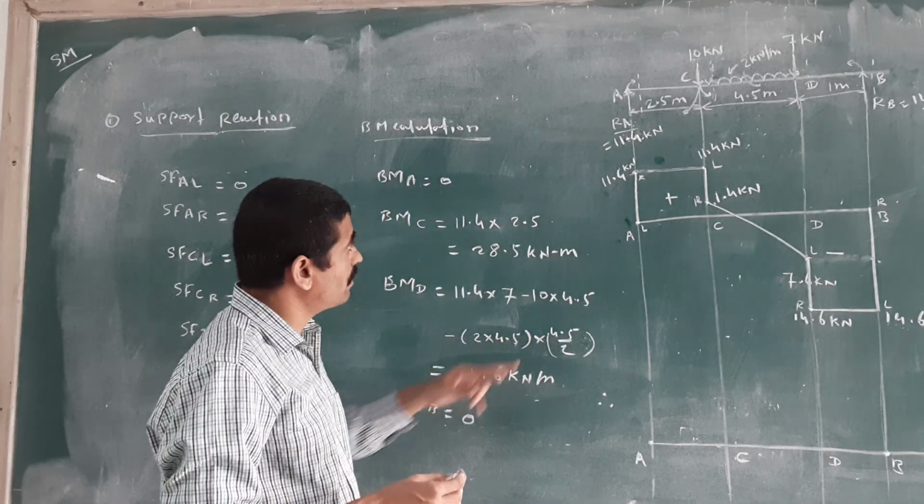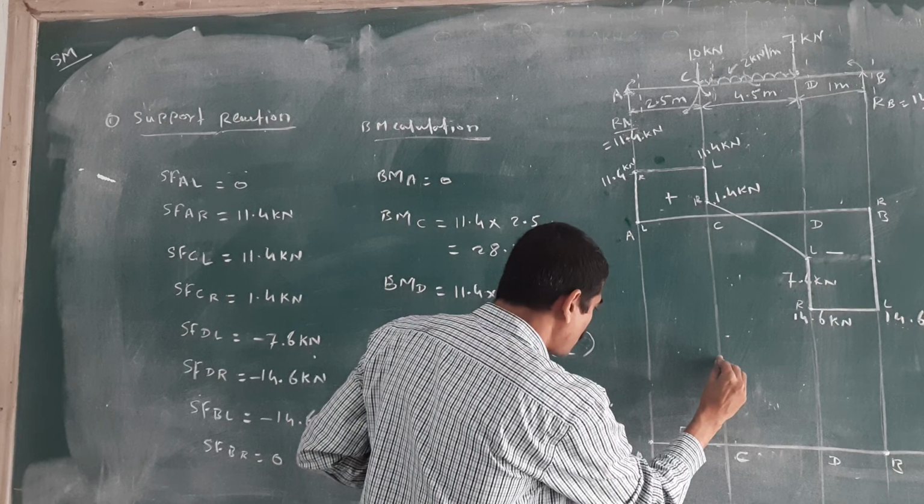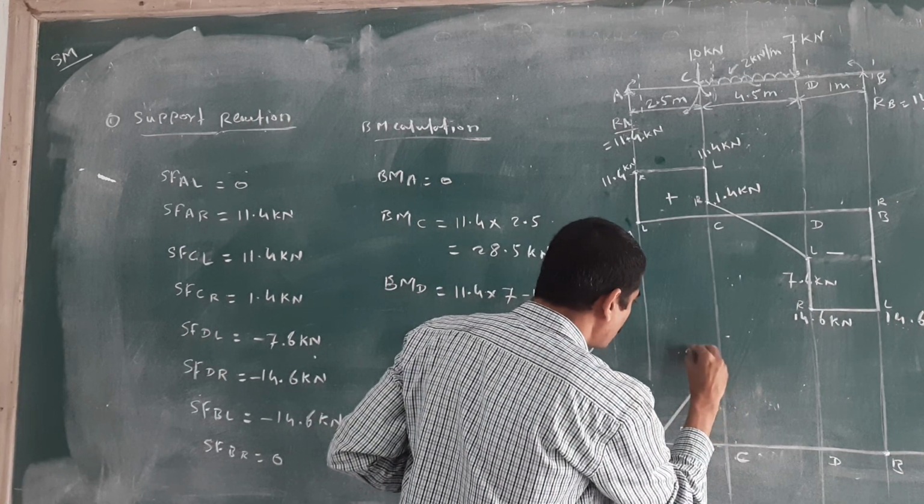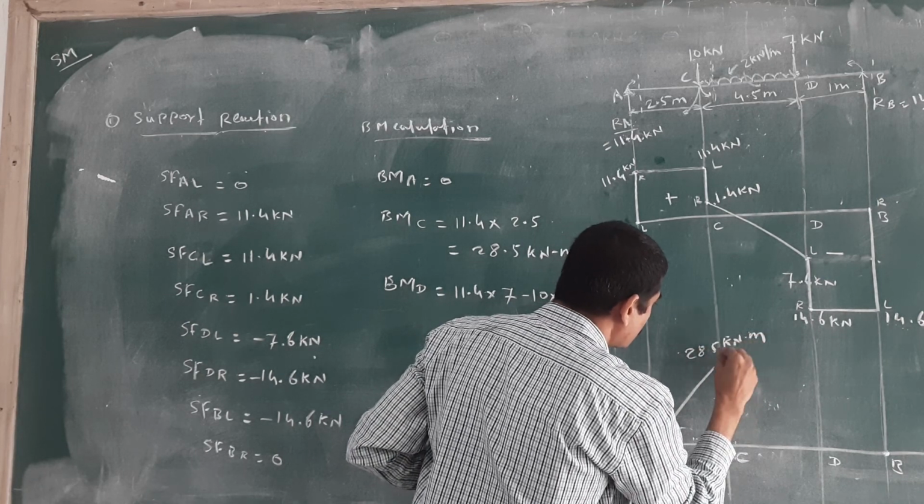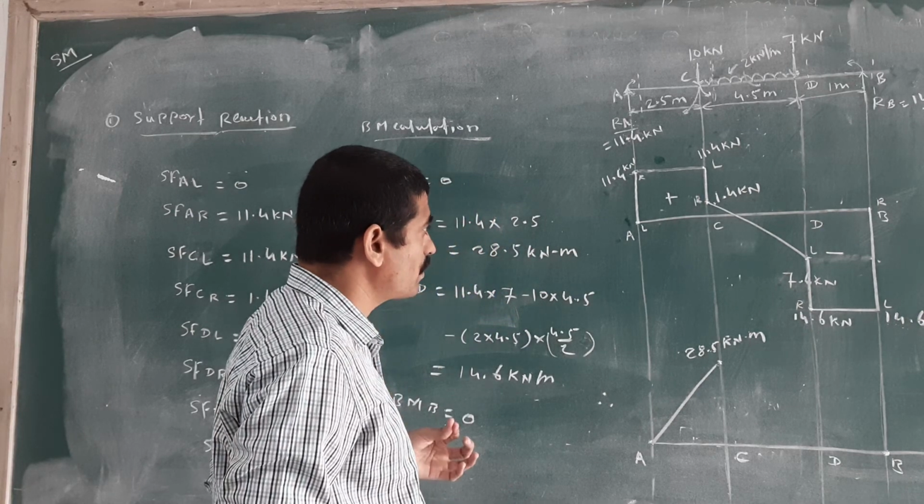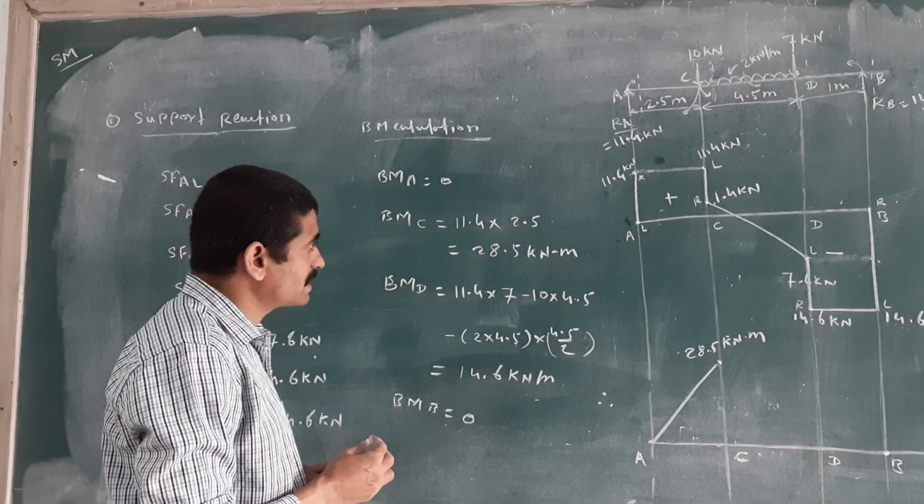You have to draw, if there is a horizontal line, then you should draw an inclined line here. This value, suppose we will get here 28.5 kilonewton meter. And next one at the B point, check that this value is 14.6.